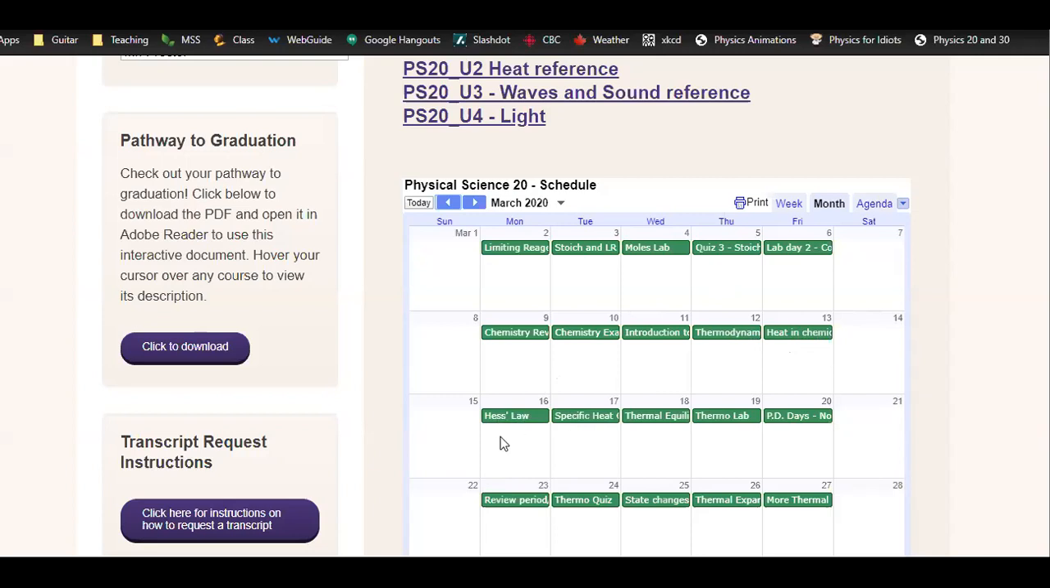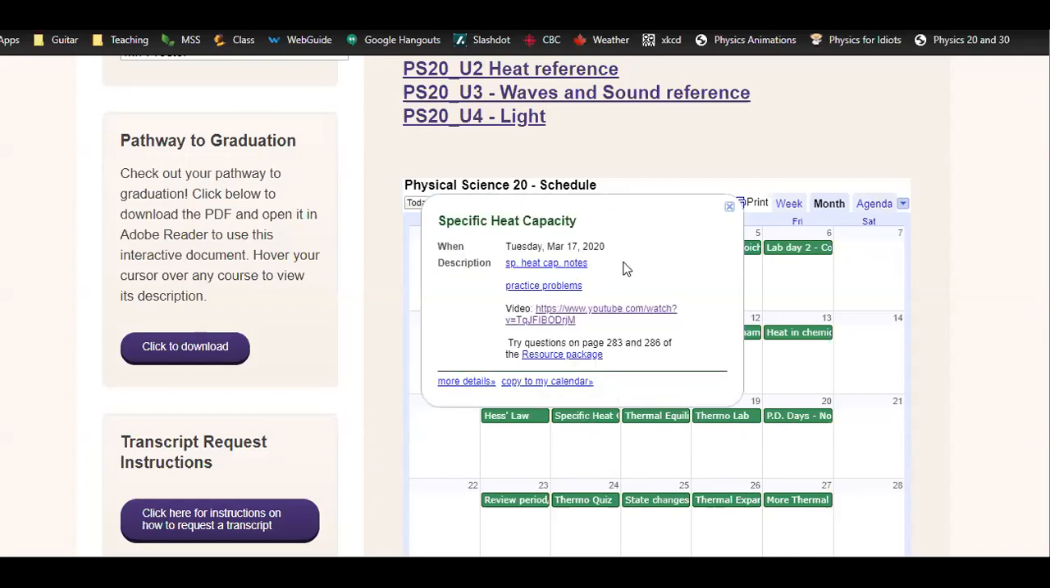And for the rest of this unit, we're going to basically look at specific heat capacity. We're going to do thermal equilibrium, and then we're going to talk about latent heat, which is state changes, but we're going to skip over the math for thermal expansion, and that'll sum up the rest of this heat unit. Obviously, we're not going to do the lab, but that's what the rest of this unit's going to look like.